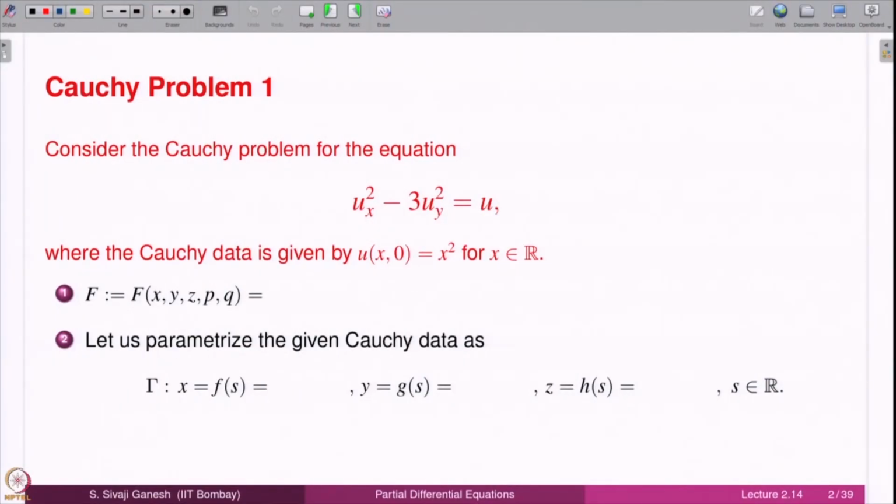So, let us solve the Cauchy problem for this equation. First thing you have to identify is what is the capital F which defines this equation. That is p square minus 3q square minus z. The second step is to parameterize the given Cauchy data. Cauchy data given here is u(x,0) equal to x square for x in R. Therefore, x equal to f(s) equal to s. This is in the notation that we have used in the proof of the existence and uniqueness theorem. It is helpful to stick to the notation.